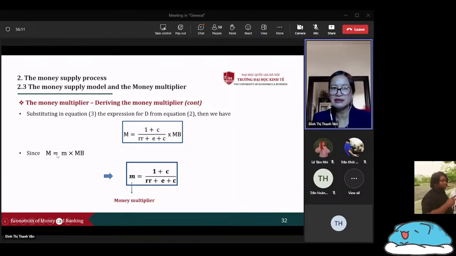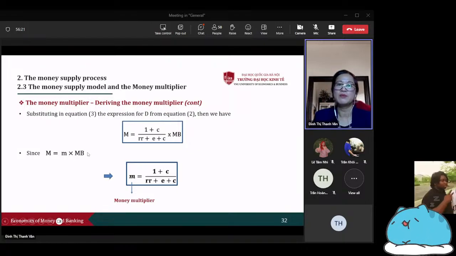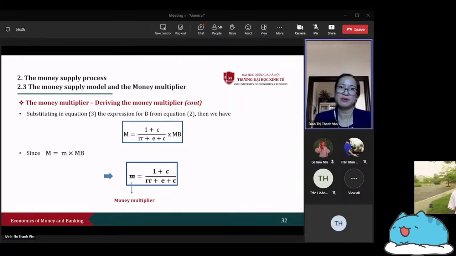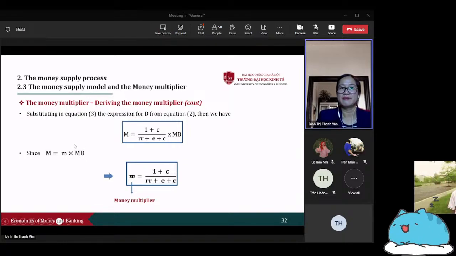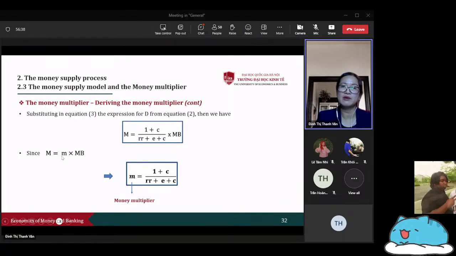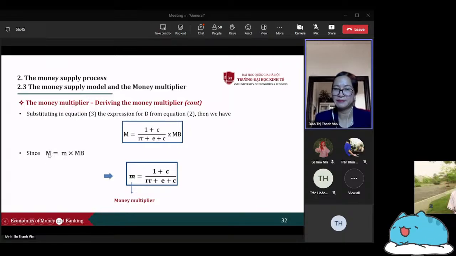And money supply is always equal to the money multiplier, which is small m, multiplied by the money base. So basically, in any economy, the central banks always try to improve the money base, and by the money multiplier, they want to increase the money supply in the economy, or they want to control the money supply in the economy, M.